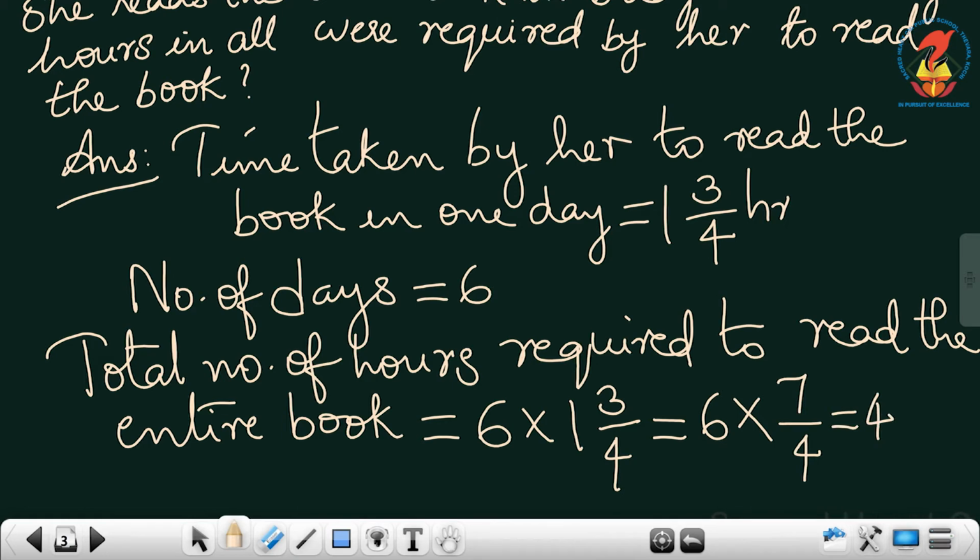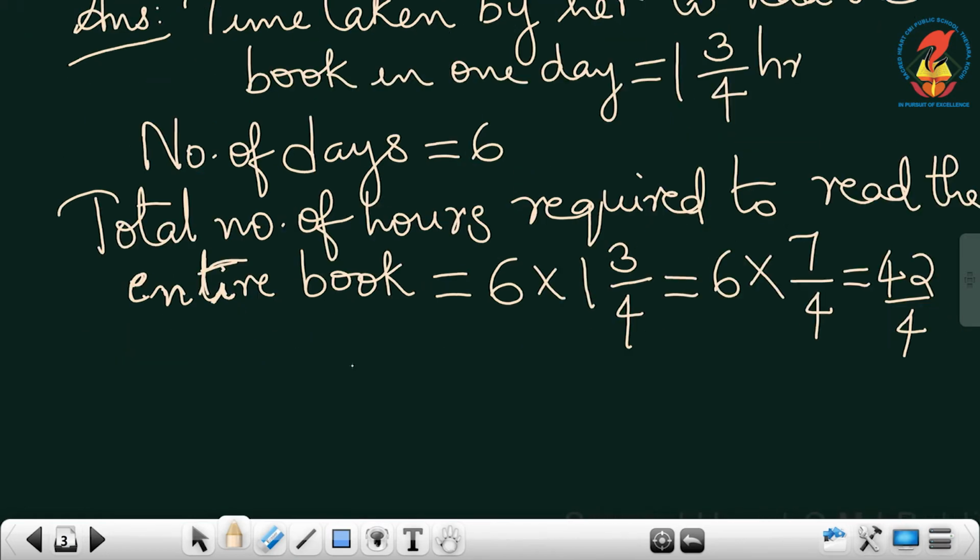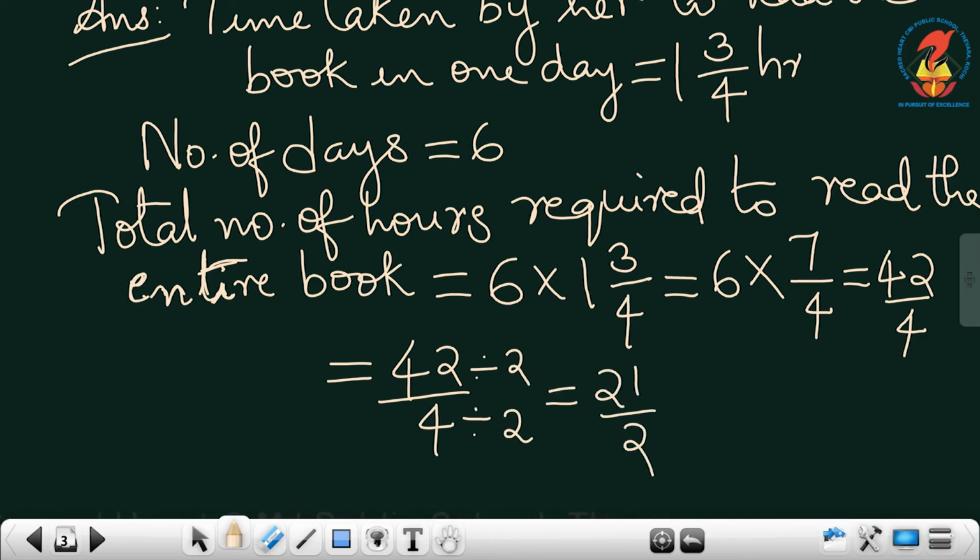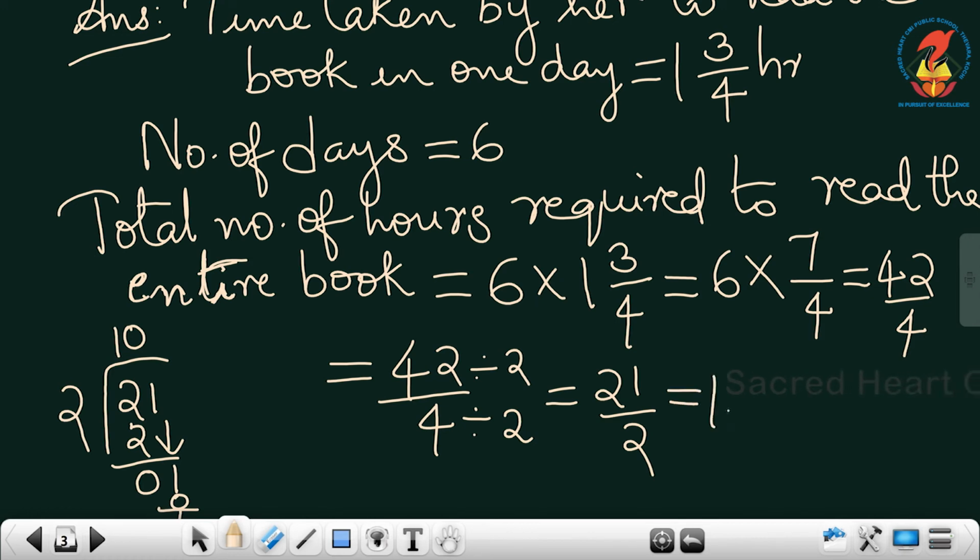So what is the answer? 42/4. Okay, so try to reduce this to the lowest term. Divide by a common factor. Divide by 2. What will you get? 21/2. Okay, so convert it into a mixed number. 2, 0, bring down 1, then 0, 0, 1. So what is the answer we got here? 10 1/2 hour. So what is the time taken by her to read the entire book in 6 days?